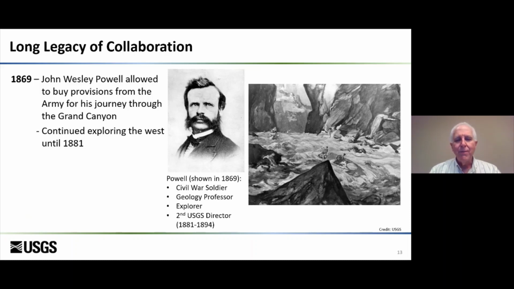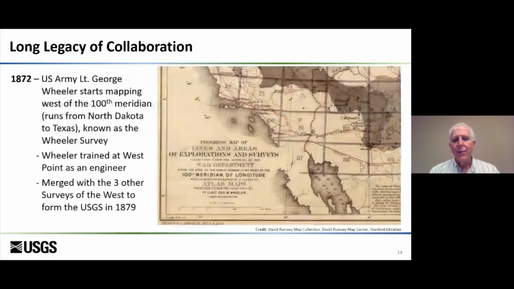and where he served for 13 years and was very influential in the early times of USGS. So a couple years after Powell started his exploration, Army Lieutenant George Wheeler was assigned the task to map the west of the 100th meridian, which is a line that goes from beginning in North Dakota down through Texas. So imagine that line, and he was tasked with mapping everything west of that. It was not well mapped, not well explored or understood.